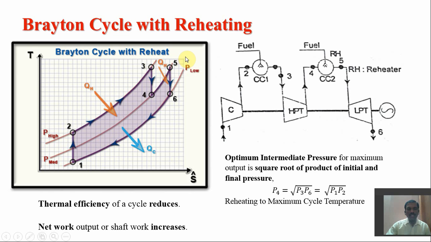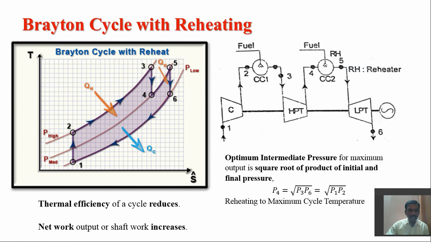That means as compared to the Brayton cycle without reheating, single stage expansion, with reheating you have got rise in the network output. So we can say network output or shaft work increases. Reason behind this is turbine work increases for the same compressor work. Let it be with reheating or without reheating, compressor work is same. Got the point? So network output increases.